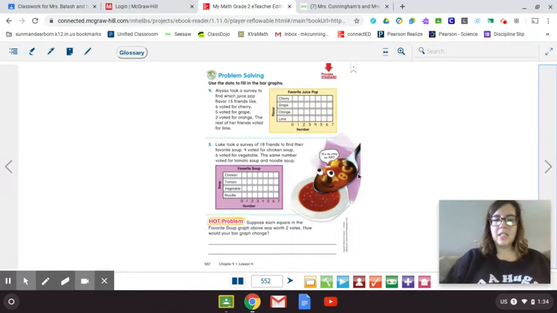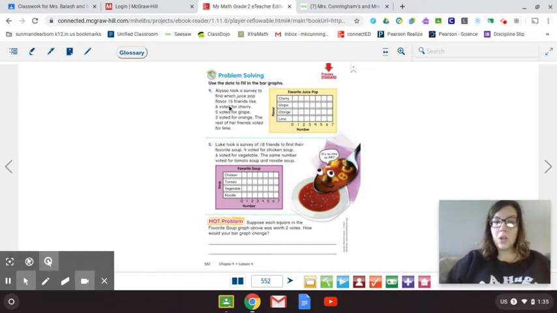Okay, so it says problem solving. Use the data to fill in the bar graphs. It says Alyssa took a survey to find which juice pop flavor 15 friends liked. 6 voted for cherry, 5 voted for grape, 2 voted for orange. The rest of her friends voted for lime. Okay, hang on 1 second here.